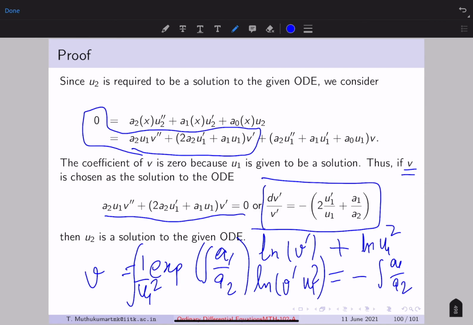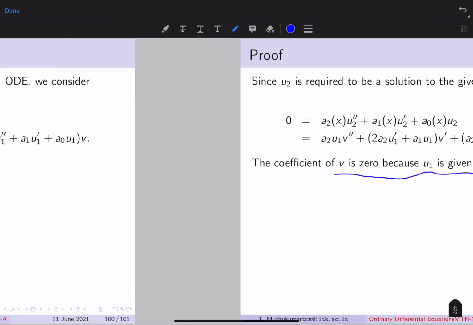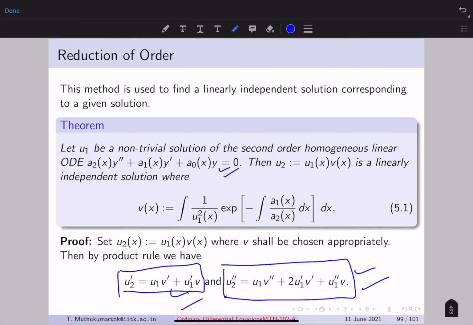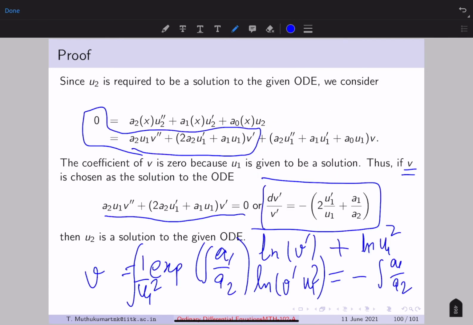Okay, and this is precisely the formula that you had here. v is the integral of 1 over u1 square times exponential of minus integral a1 by a2. That's what is your 5.1. So you have obtained your 5.1, just by solving.